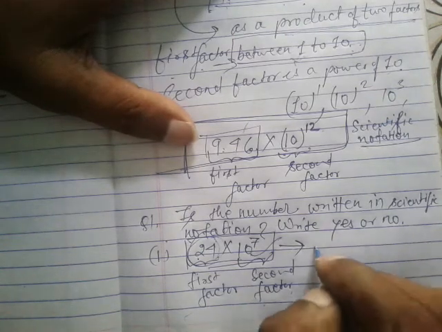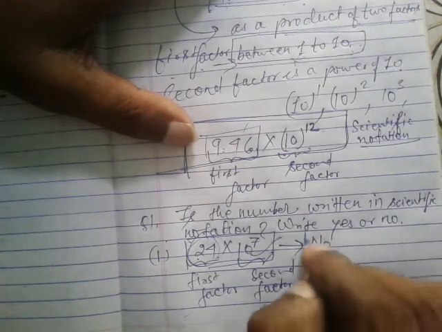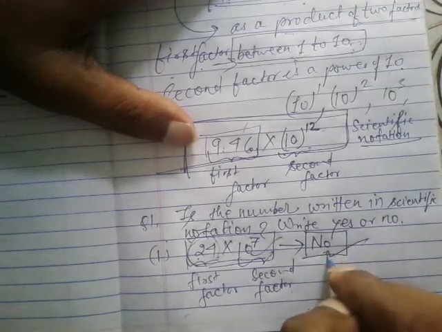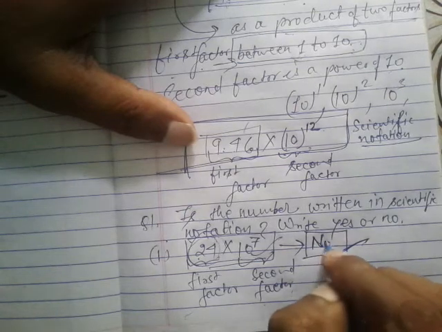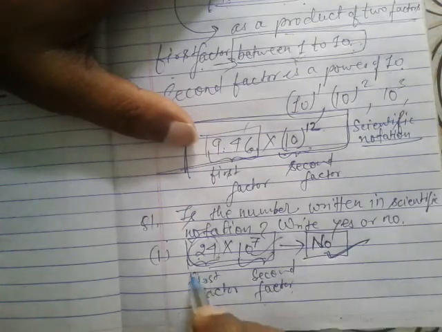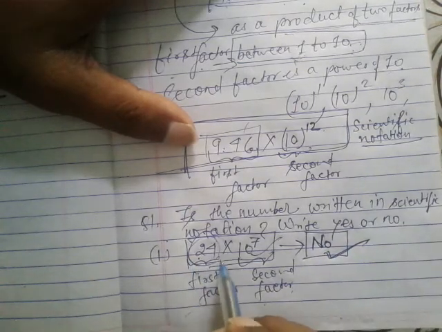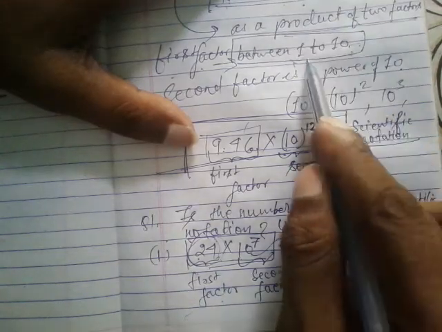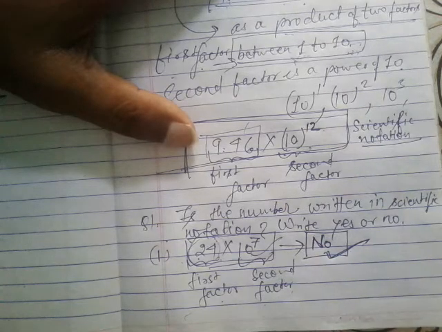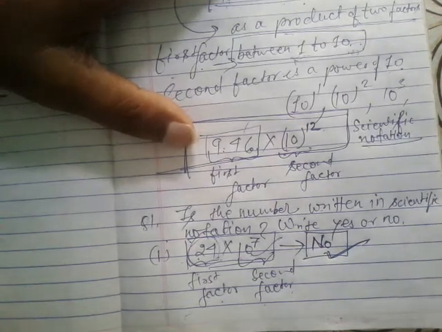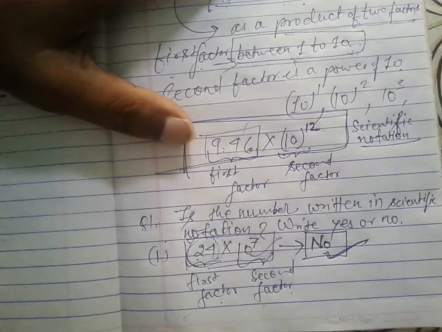So your reply will be: No, this is not a scientific notation. Why? Because the first factor does not lie between 1 to 10, any number from 1 to 10. So this is not a scientific notation expression.